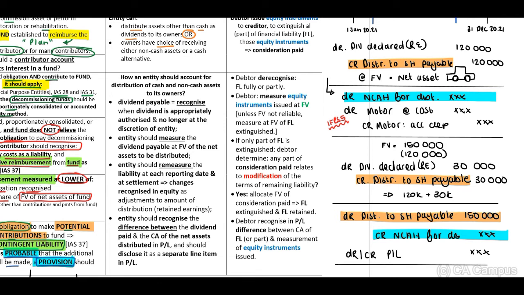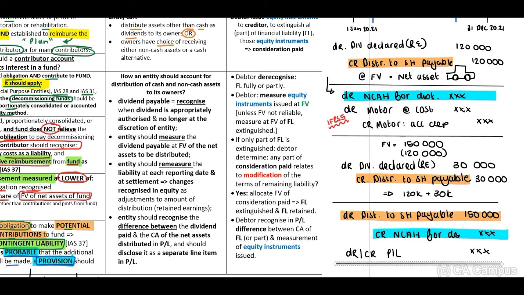Right, now we've looked at the journals. Let's just quickly recap the principles in our column. How will the entity account for the distribution? Number one, when there's a dividend payable, they need to recognize the dividend when it is authorized and no longer at the discretion of the entity. How will they measure this dividend? At the fair value of the net assets to be distributed. In our basic example, the 120,000.